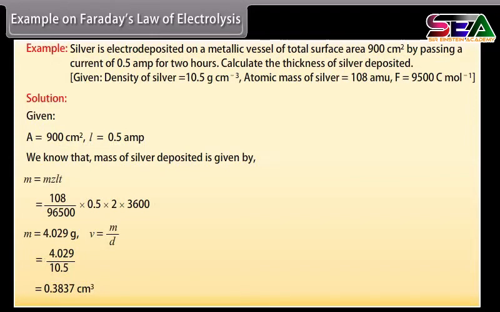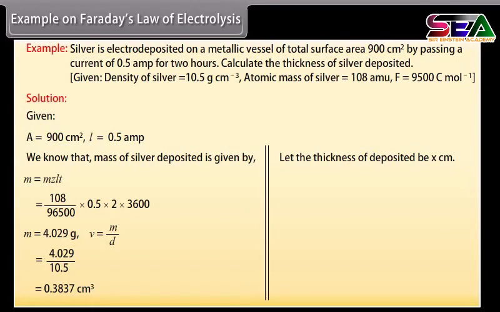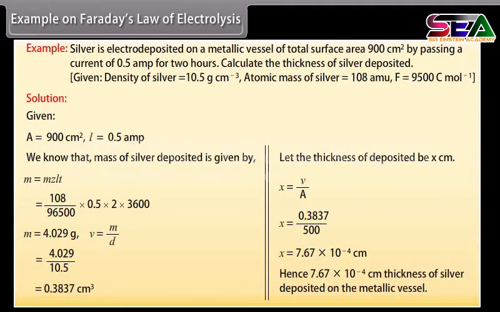0.3837 cm³. Let the thickness of the deposit be x centimeter. We know that x = V/A. By putting the values, we get x = 7.67 × 10⁻⁴ cm. Hence, 7.67 × 10⁻⁴ cm thickness of silver is deposited on the metallic vessel.